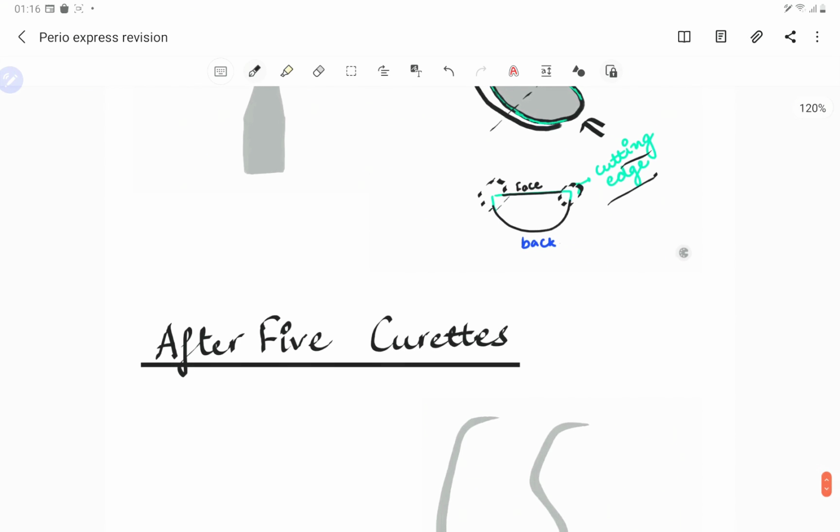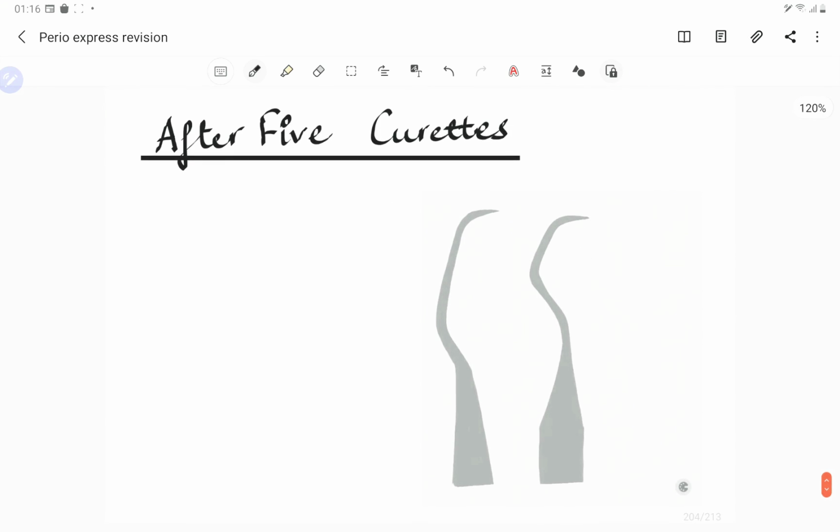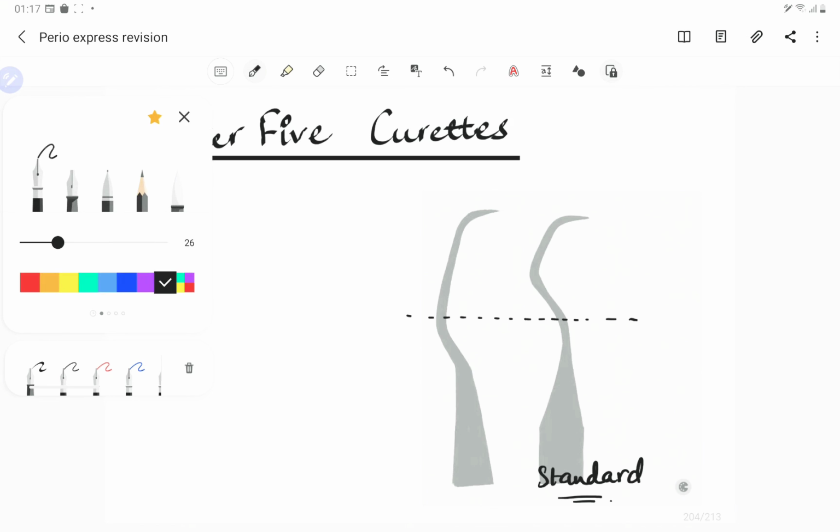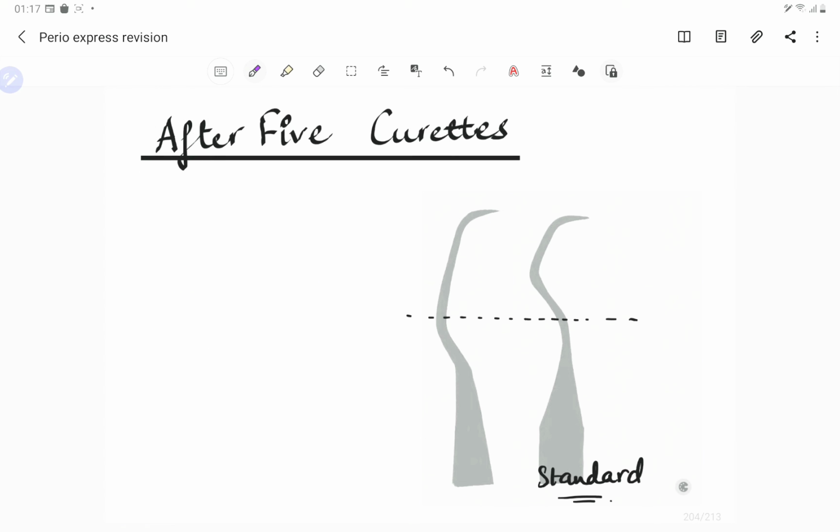So guys, next talk about the after 5 curettes. Now this is a standard curette which we were talking up till now. In after 5 curette, there is increase in the shank. So elongation of the shank. As you can see here, the shank is up till here in case of a standard curette. And if you see this after 5 curette, there is increase in the shank. So this much increase in the shank for the after 5 curette, which is 3 millimeters.